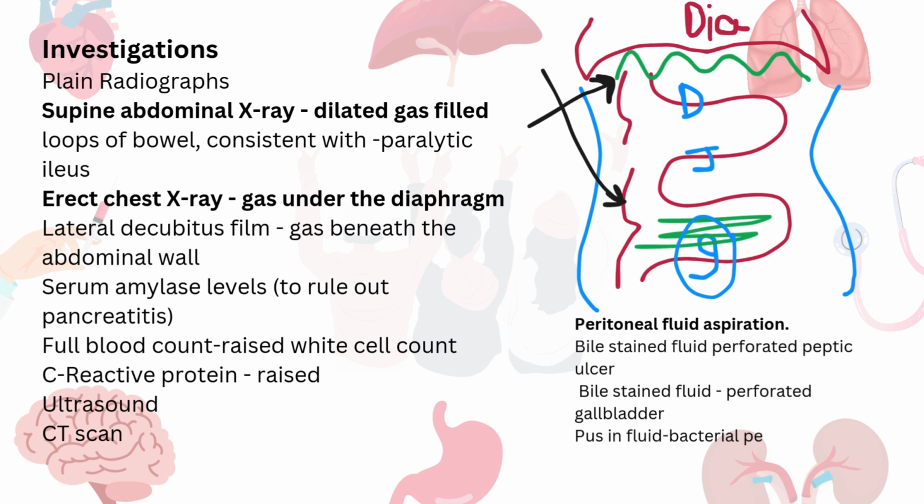The bile gets entered into the duodenum. If the duodenum gets ruptured due to the peptic ulcer, it could lead to bile stained fluid. It could be a perforated gallbladder as well. If there is pus in the fluid, it could be bacterial peritonitis, and if there is blood in the fluid, it would be intraperitoneal bleeding.